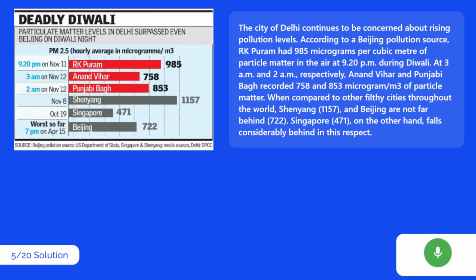The city of Delhi continues to be concerned about rising pollution levels. According to a Beijing pollution source, Anand Vihar had 985 micrograms per cubic meter of particle matter in the air at 9:20 p.m. during Diwali. At 3 a.m. and 2 a.m., respectively, Bihar and Punjabi Bagh recorded 758 and 853 micrograms per cubic meter of particle matter. When compared to other filthy cities throughout the world, Shenyang, 1,157, and Beijing are not far behind, 722. Singapore, 471, on the other hand, falls considerably behind in this respect.